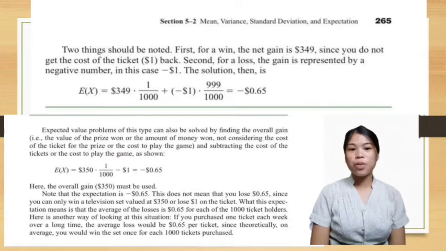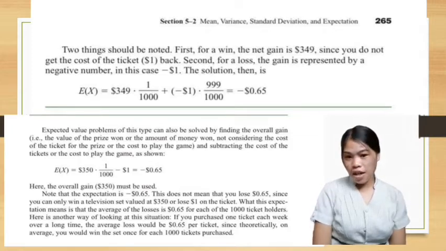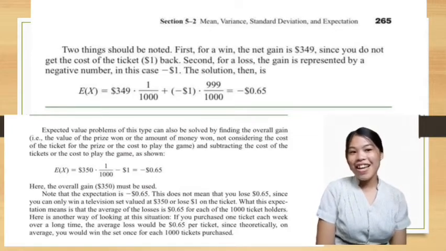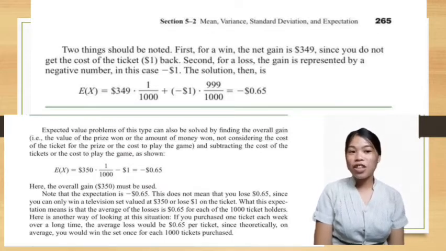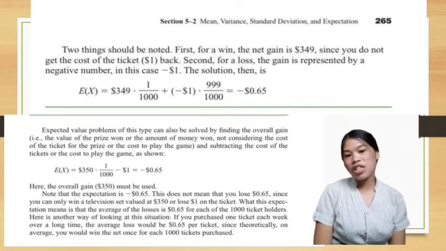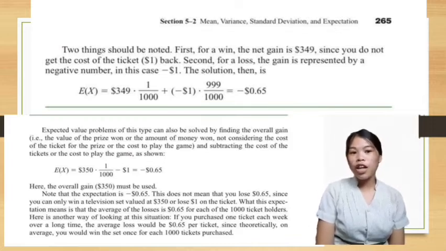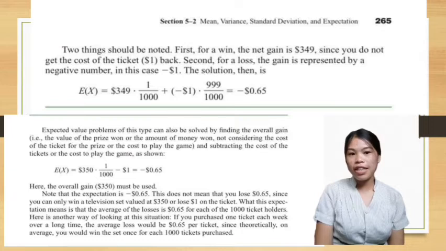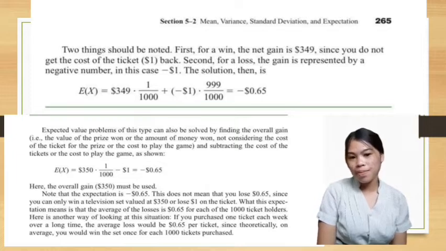Two things should be noted. First, for a win, the net gain is $349 since you do not get the cost of the ticket, which is $1, back. Second, for a loss, the gain is represented by a negative number. So in this case, negative $1.